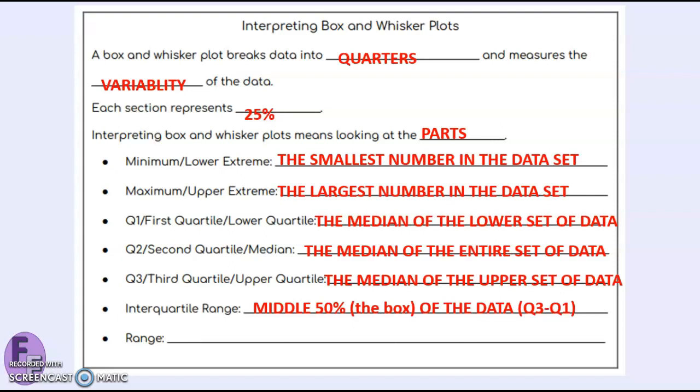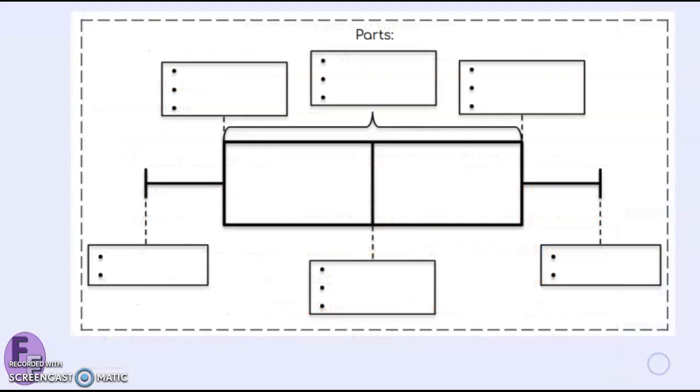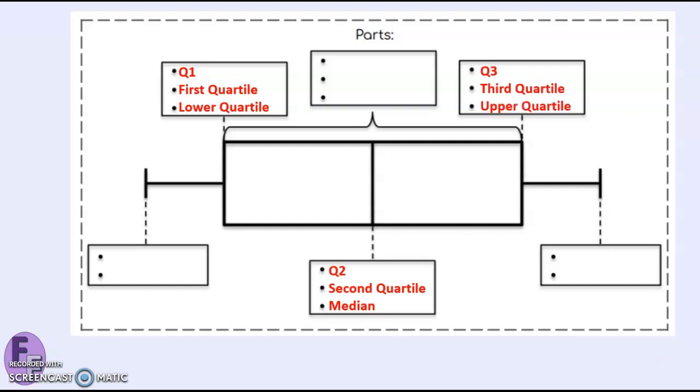the data, where the range is finding the maximum minus the minimum, or the upper extreme minus the lower extreme. Here's a box and whisker. The first quartile, lower quartile, is the far left side of the box. The median or second quartile is the middle line in the box. And the third quartile is the far right line of the box. The minimum is the line extended all the way to the left, where the maximum is the line extended all the way to the right.